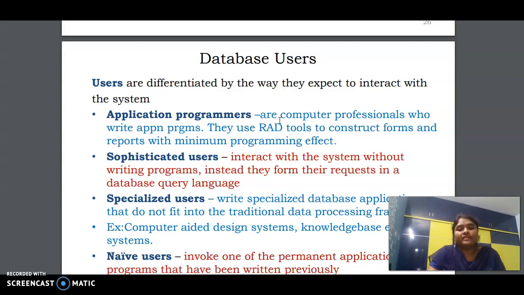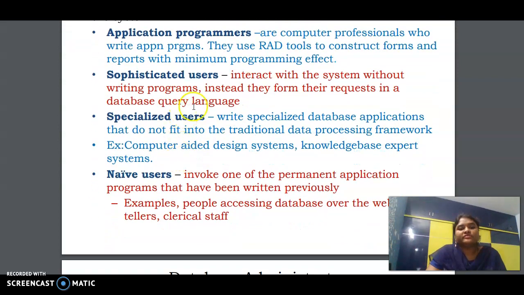They don't depend upon anyone, and those programs can be used only by those who have developed those programs. Next one is sophisticated users. They interact with the system without writing programs, just like in a railway reservation system. If they want any query, or if there is any question, or if they want to take a ticket, they will just write, or they will search and get the information. So they are sophisticated users.